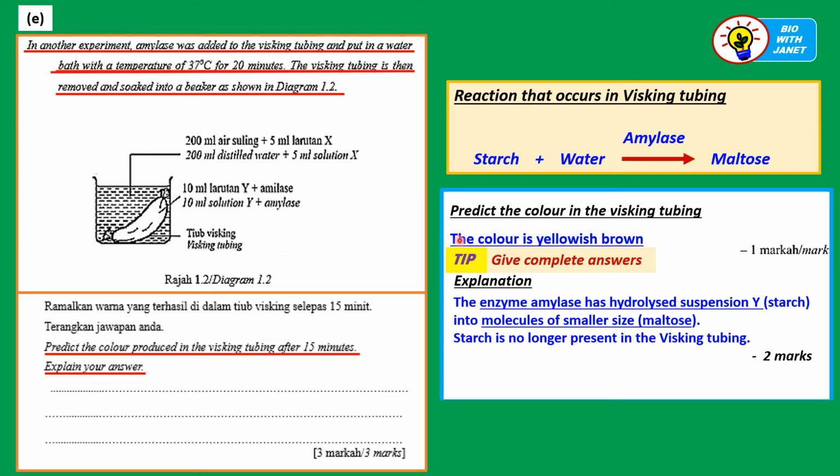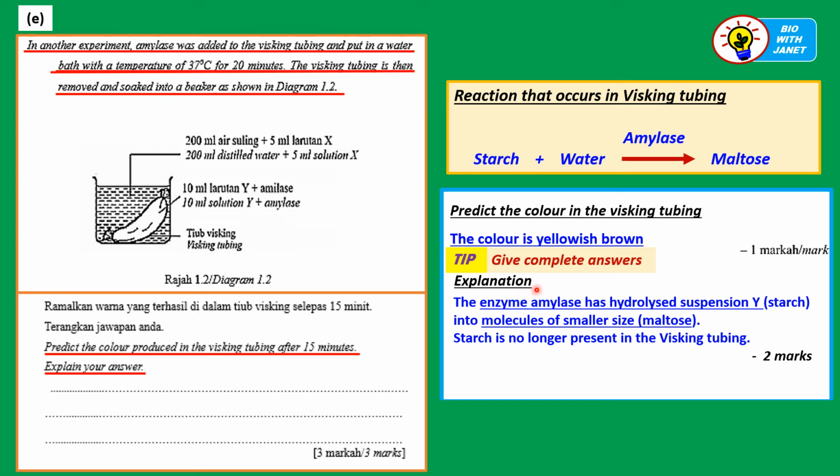Now please don't just write yellowish brown, full stop. Write a complete sentence, because incomplete sentences are not so clear in their meaning, so you may not get the marks. So the color is yellowish brown, 1 mark, or brownish yellow. If you write just brown or yellow, it may not be accepted. So yellowish brown, based on SPP answers.